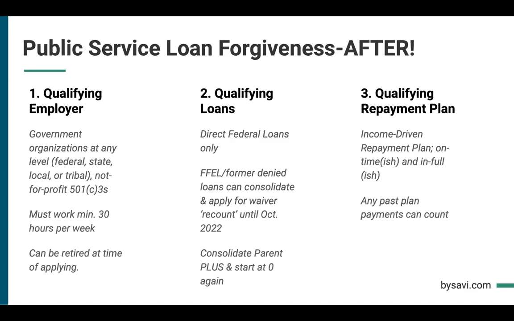Okay. And I'm going to go through how this eligibility has changed under this waiver in those same three categories: employment, loan type, repayment plan. Now, one thing that I always get asked on webinars, and very understandable, is, does that mean I need to reach the 120 before this coming October 31st, before this deadline? And no, absolutely not at all.